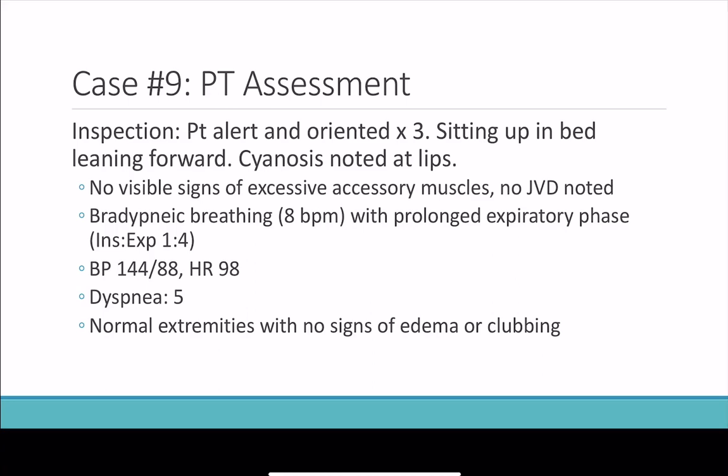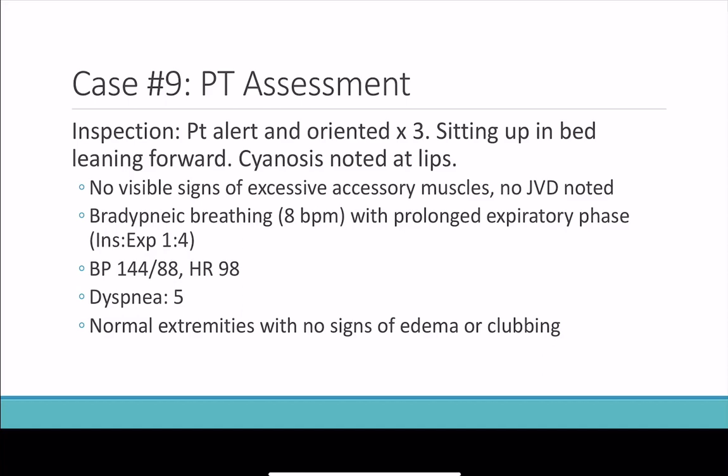You don't see any visible signs of excessive accessory muscle use, and no JVD noted, jugular vein distension. That would be a sign of heart failure. Very low respiratory rate. He's breathing 8 breaths per minute with this prolonged expiratory phase. His inspiratory to expiratory ratio is 1:4.